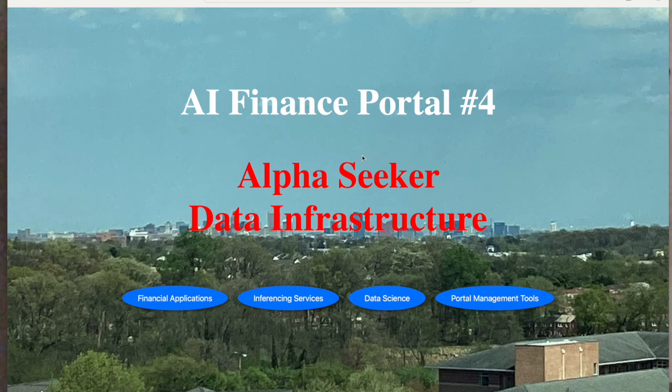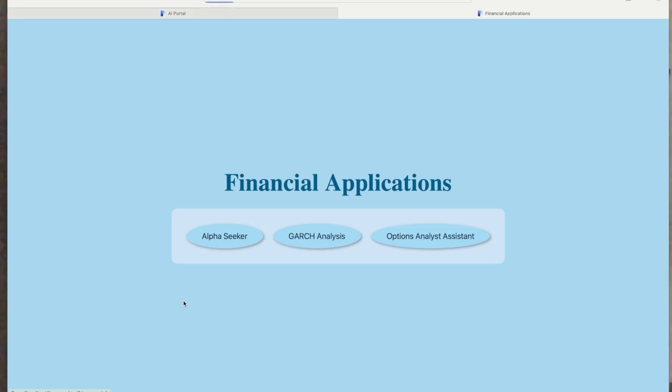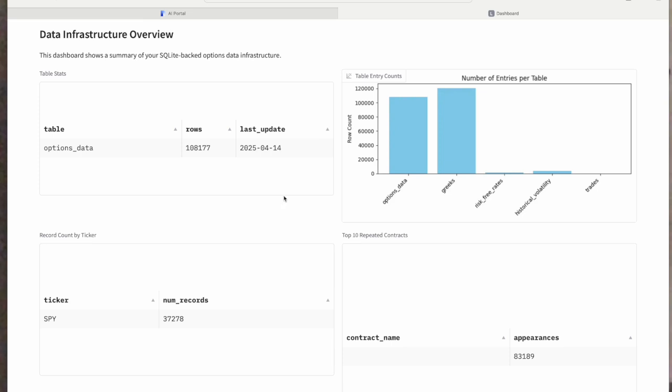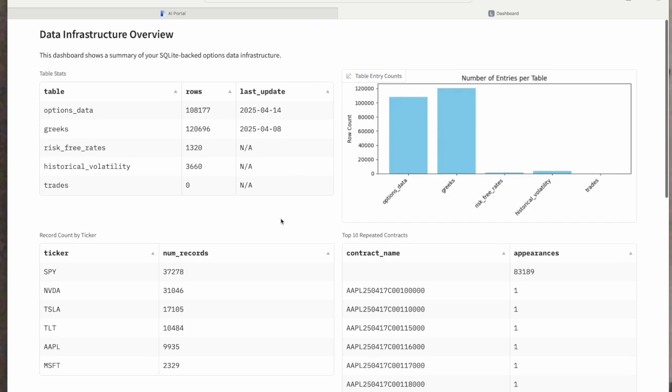AI Finance Portal number 4, the Alpha Seeker data infrastructure. In record time here, folks, we've built up a pretty nice infrastructure for seeking alpha, seeking greater returns from our investments. We're focused on options. So here is the data infrastructure overview.